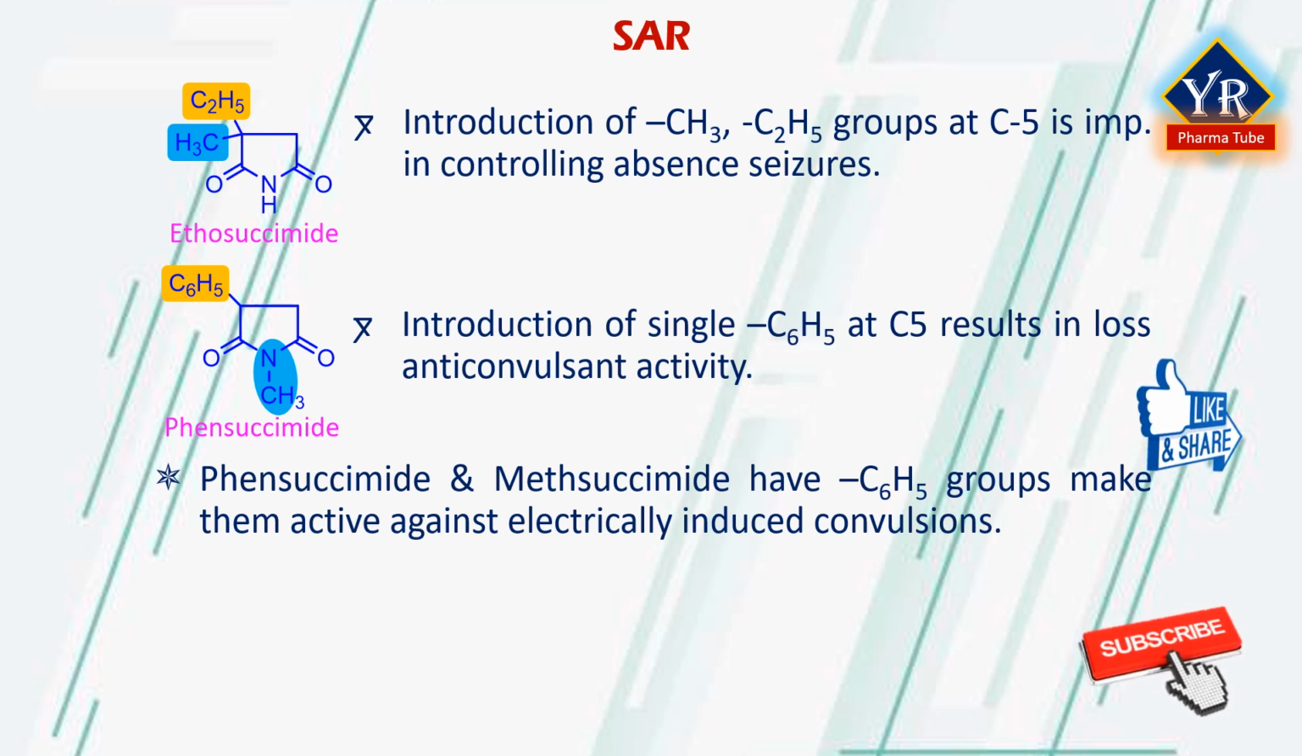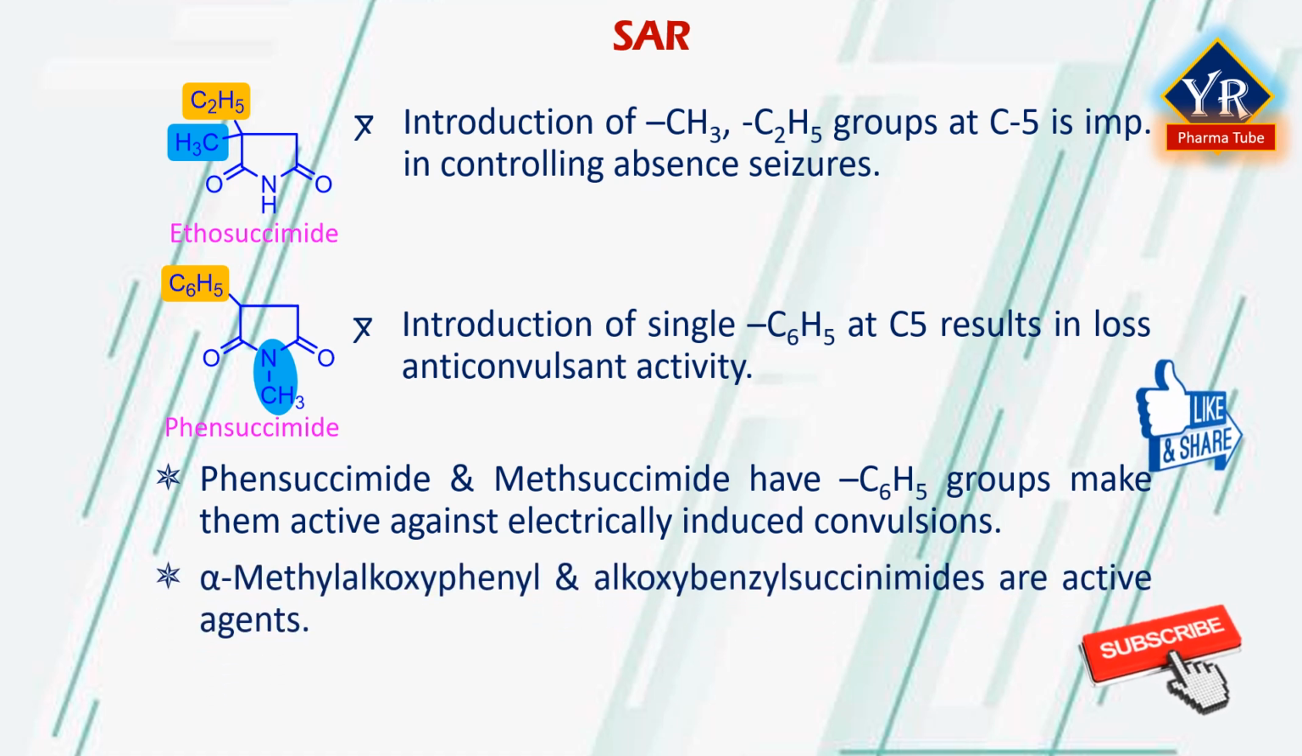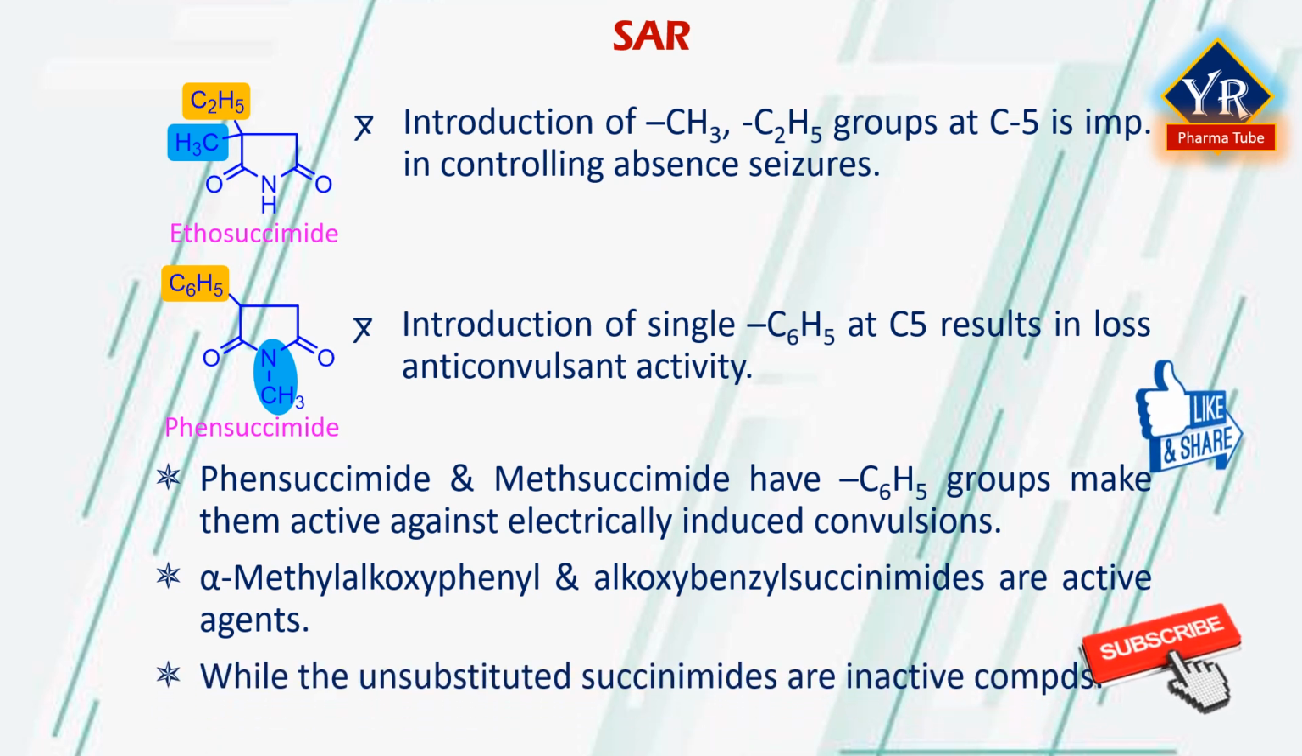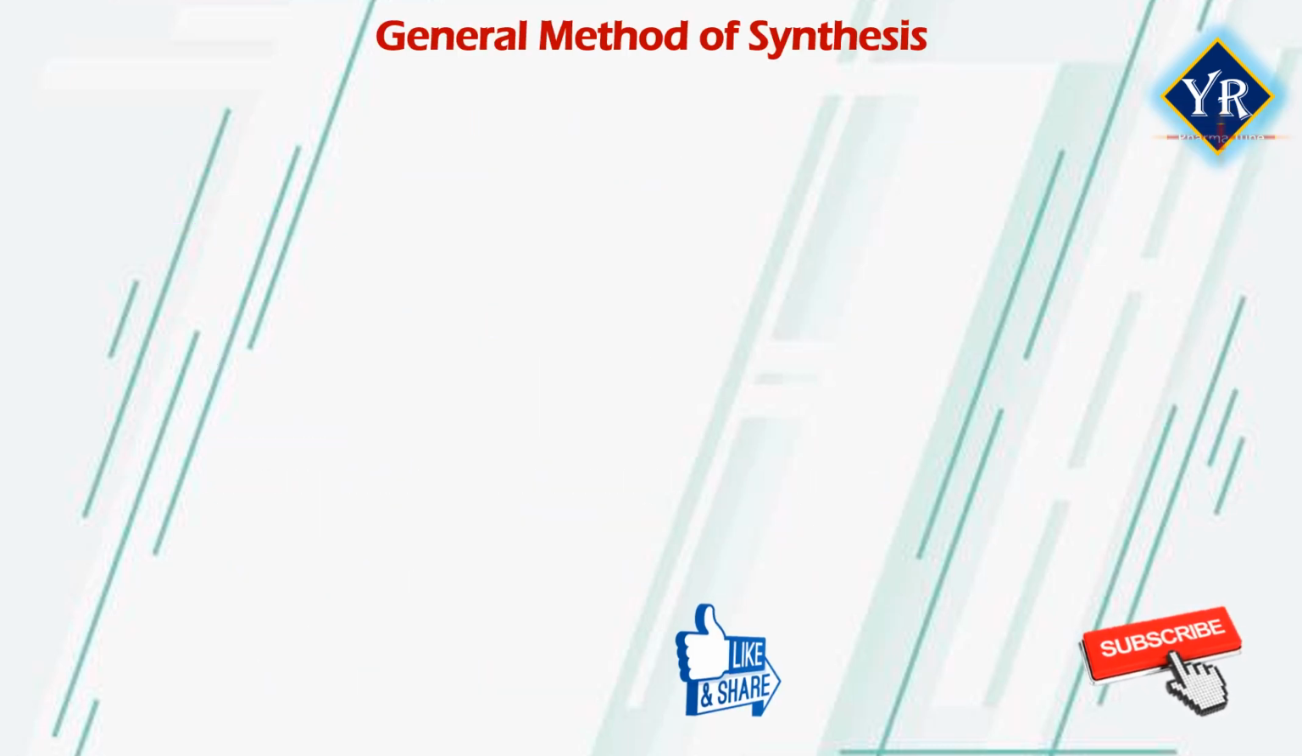N-methylation decreases activity against electroshock seizures and imparts more activity against chemically induced convulsions. Alpha-methyl alkoxy-phenyl succinimides and alkoxy-benzyl succinimides were active anticonvulsant agents. The length of the alkoxy group here determines the activity of the drug, while the unsubstituted succinimide seems to be an inactive compound.